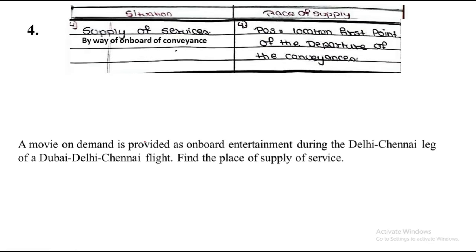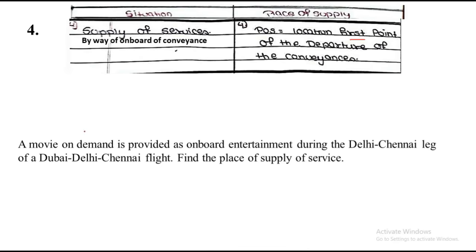Next, fourth, supply of services by way of onboard conveyance. Here, conveyance is basically you're traveling. So if you're getting any service on board during your conveyance, your place of supply will be the first point of departure of the conveyance. Now to understand this, just listen to this example very carefully.